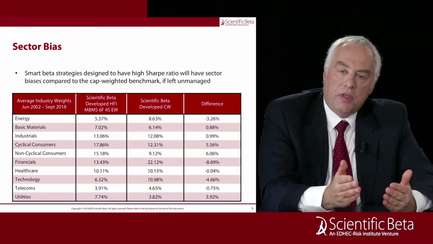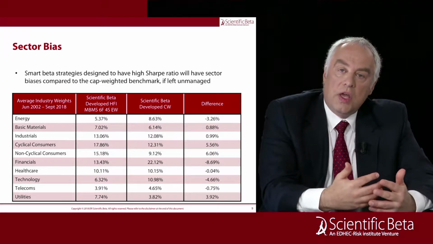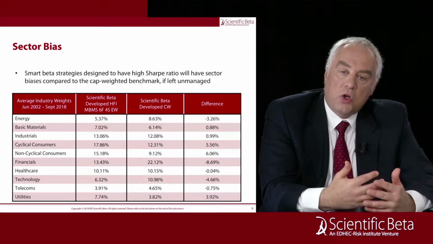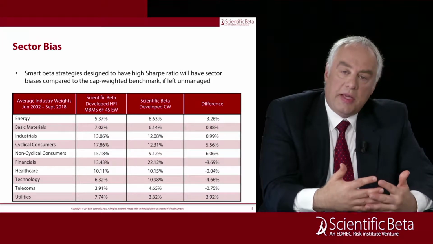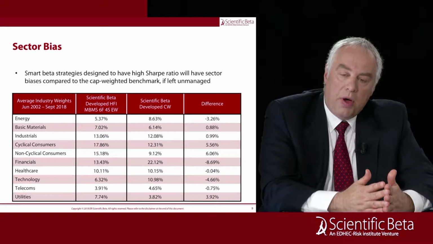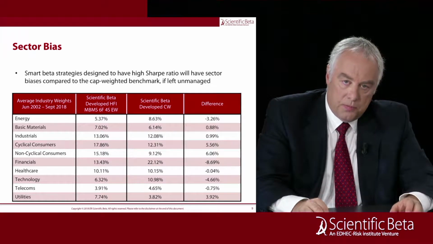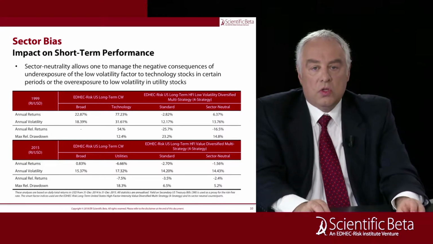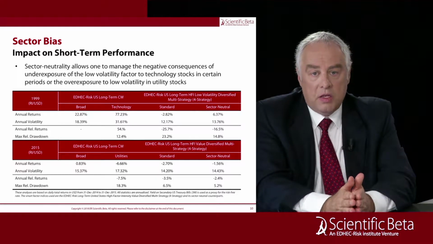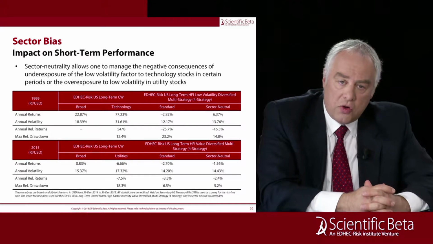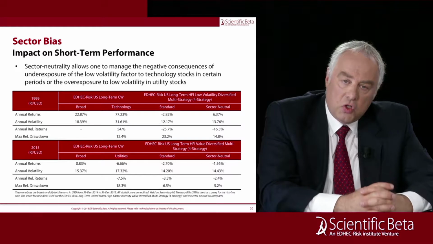And by looking at the difference between the two, we can observe that there are differences in terms of sector exposure, at least compared to the cap-weighted index. So by sector bias, we are talking about the bias relative to a cap-weighted index. Now, in terms of the biases that sector biases can have in terms of short-term performance, we can illustrate that here, and we can see that quite clearly by looking at the top table.